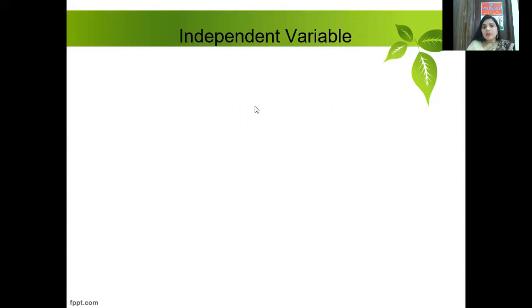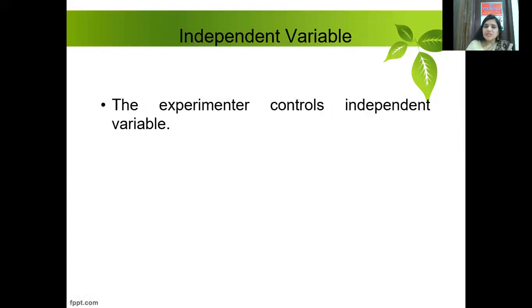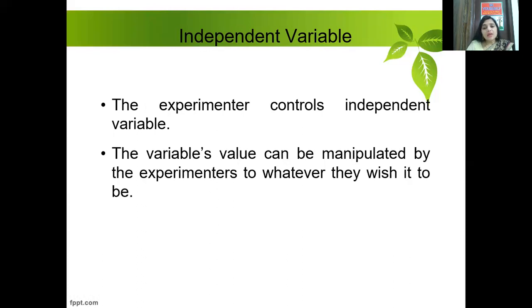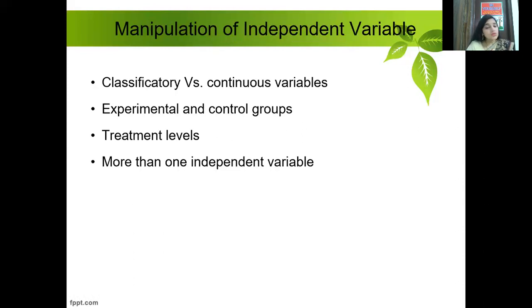What is an independent variable? The experimenter controls the independent variable. The variable's value can be manipulated by the experimenter to whatever they wish it to be. This is the variable whose value is to be controlled by the experimenter. The variable whose value is controlled is independent. It is not dependent on anyone.